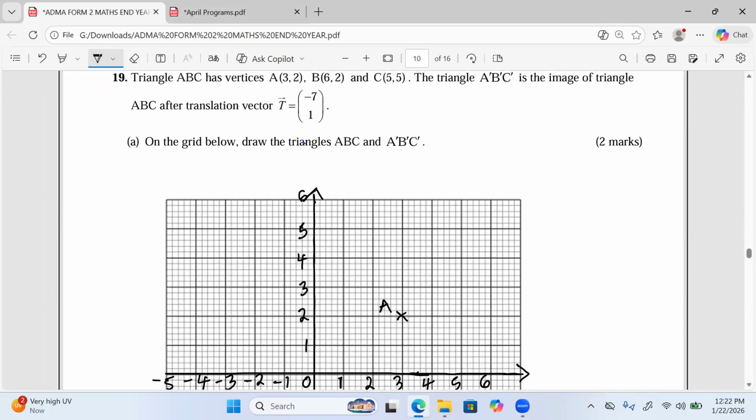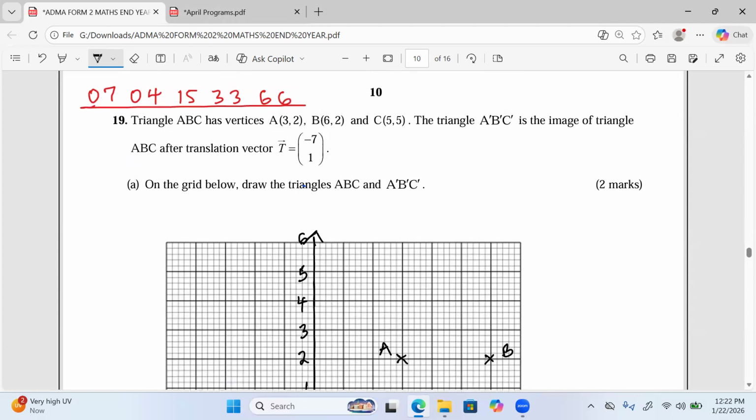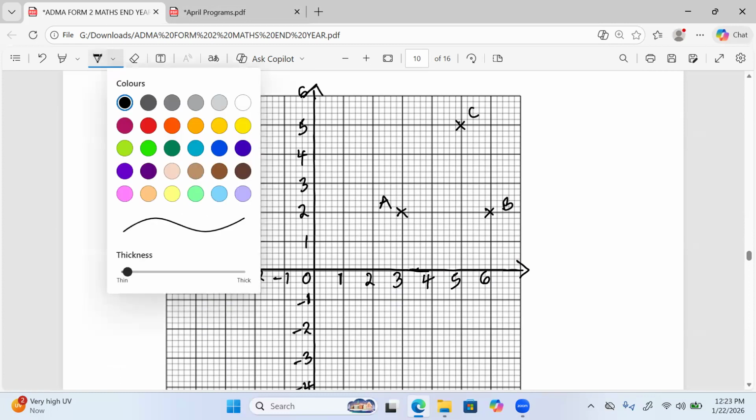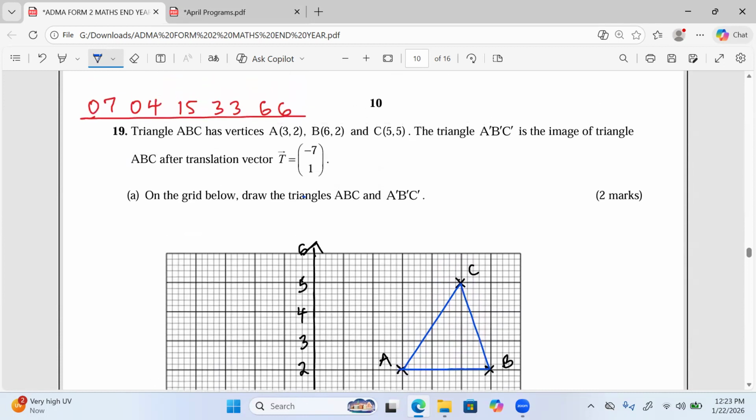Then B is (6, 2). So (6, 2). This is where B is going to be. Then C, (5, 5). So (5, 5). This is the point. We get our C at that point. Then now these are supposed to be connected perfectly to give us the first triangle. A to B, B to C, until we enclose the figure like that. Perfectly drawn.